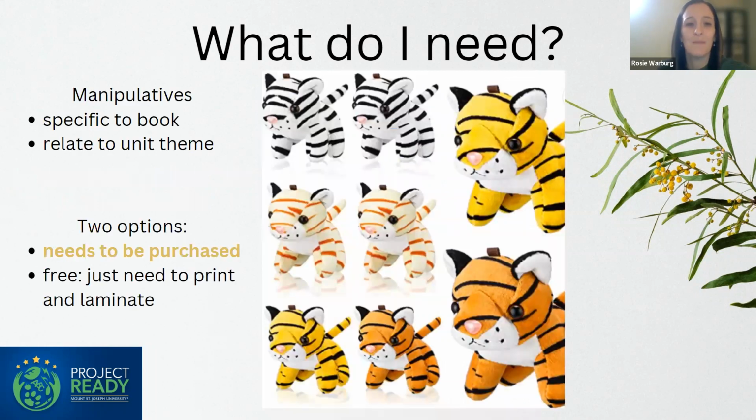You want your manipulatives that are specific to the book and related to the theme. So we had the book, One Happy Tiger. For our manipulatives, most of the time we strive to have two options for our math small groups. The first option needs to be purchased. You can see for One Happy Tiger, we have a little set of very small, tiny stuffed tigers that you can use as your manipulative there.